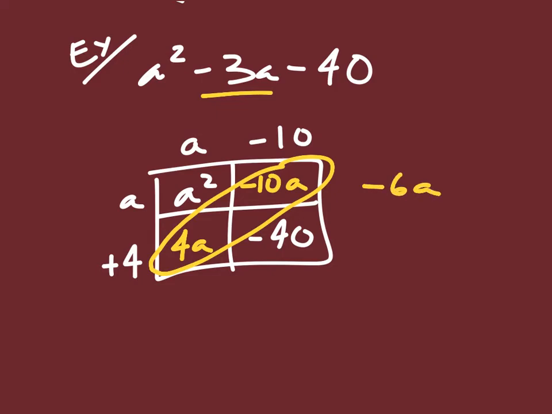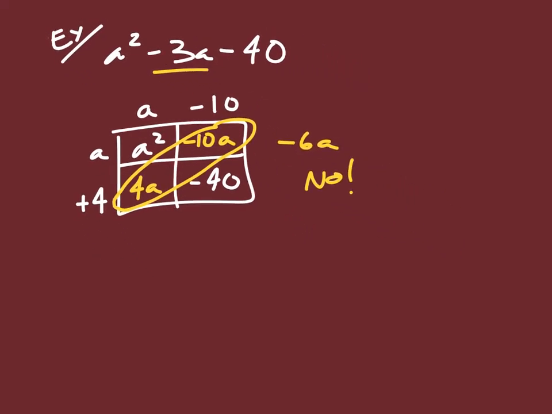All right, and that's not right. So that's not the same. So no, that's not going to work. Let's try something else. And then you may think about it and you're like, let's try 8 and 5 because I know that that's going to add to 3.